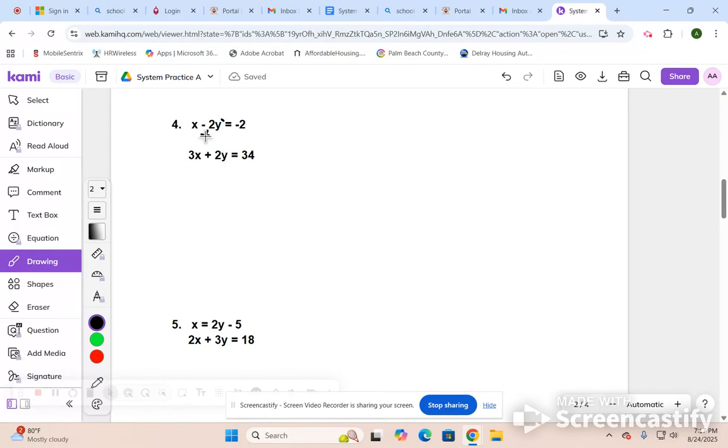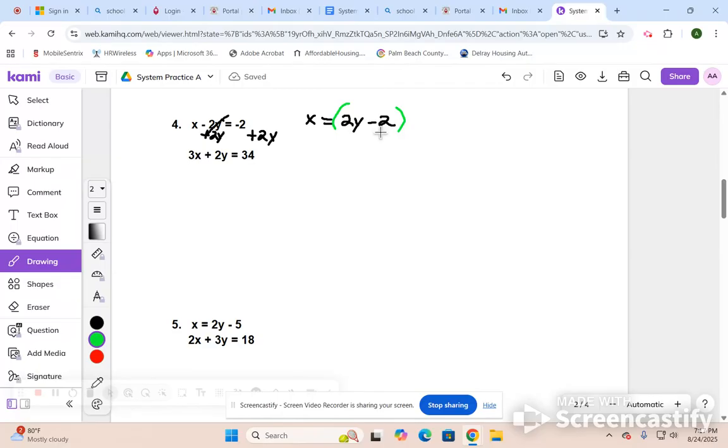If we add 2y to both sides, the y's here will cancel. We're going to get x on one side by itself, and the other side, we're going to take the sum of these two terms, which is going to be 2y minus 2. We can't combine them because they're not like terms. So what that means right now is I have a substitution value for x. So in the second equation, I can replace x with 2y minus 2.